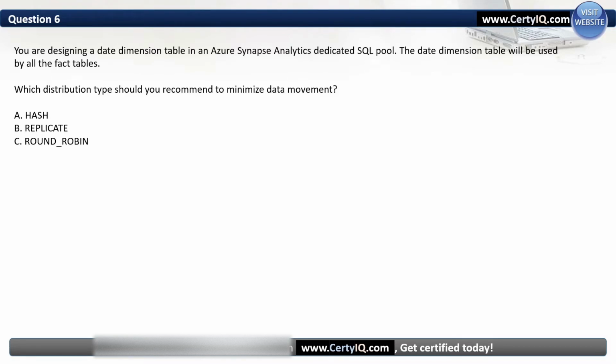You are designing a date dimension table in an Azure Synapse Analytics dedicated SQL pool. The date dimension table will be used by all the fact tables. Which distribution type should you recommend to minimize data movement? The correct option is B. Replicate.